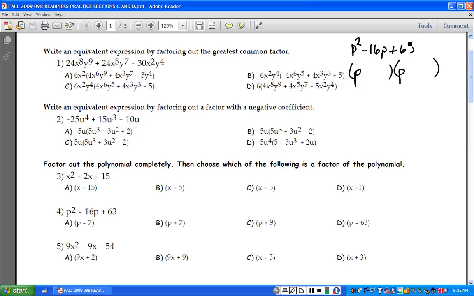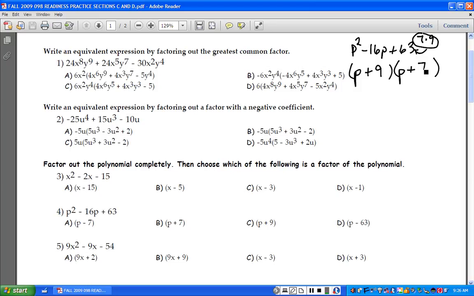Now we're thinking about 63. Okay, so 63, what do we have? A 9 and a 7. We know 63, one of the more common pairs of factors for 63 is 9 times 7. And I like that because I know a 9 and a 7 can be combined to get to a negative 16. Okay, so I like this choice of using 9 and 7 to get my 63. Alright, so now I go plus 9 and plus 7.